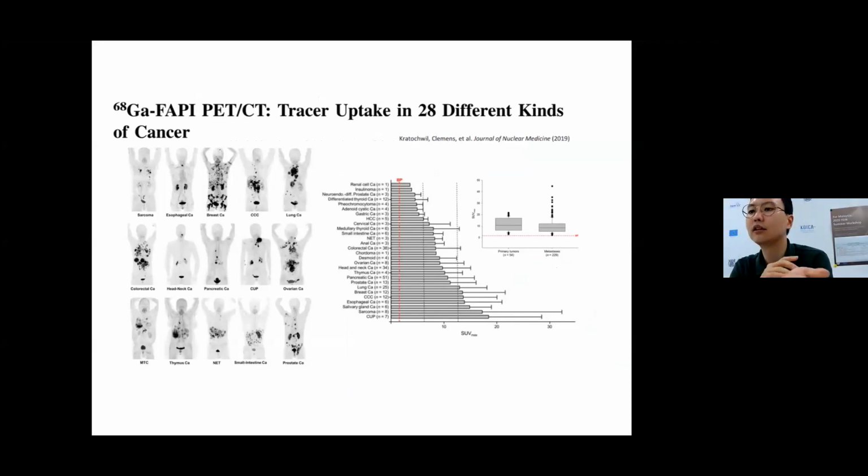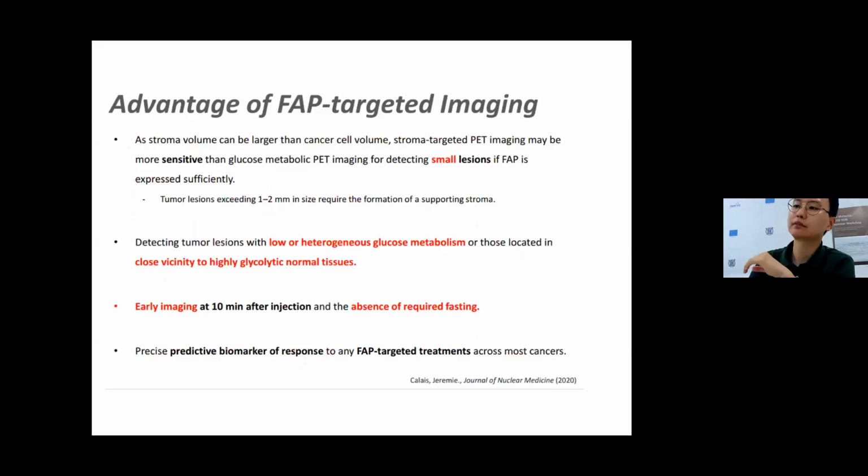kinds of cancer. And the interesting part, as you can see in the image, is that the only normal organs mostly seen in this FAP image are the excretory organs, such as the kidney or bladder. Other normal tissue uptake is significantly lower compared to the tumor itself. So it has a high tumor-to-background ratio, as you can see.